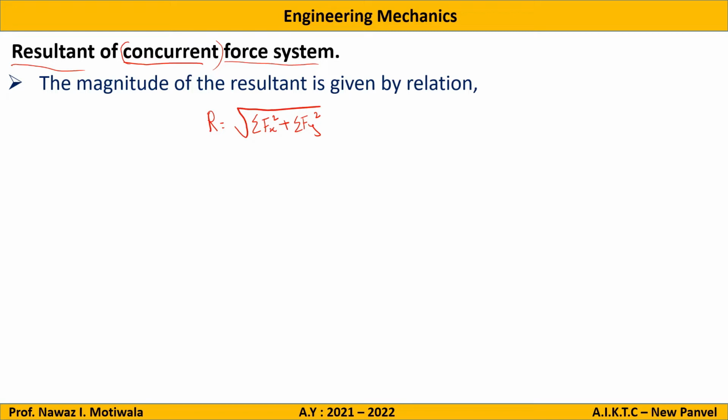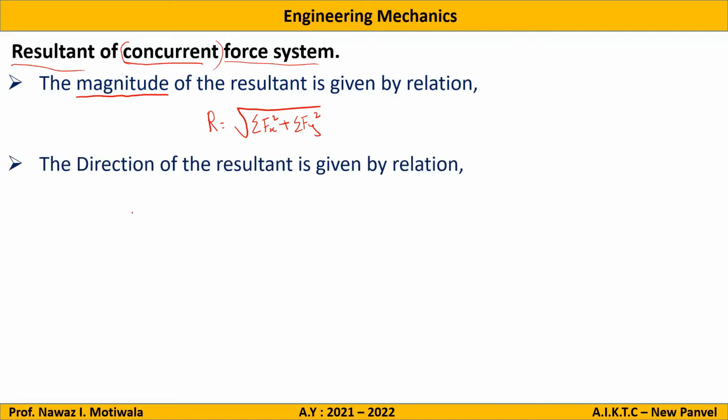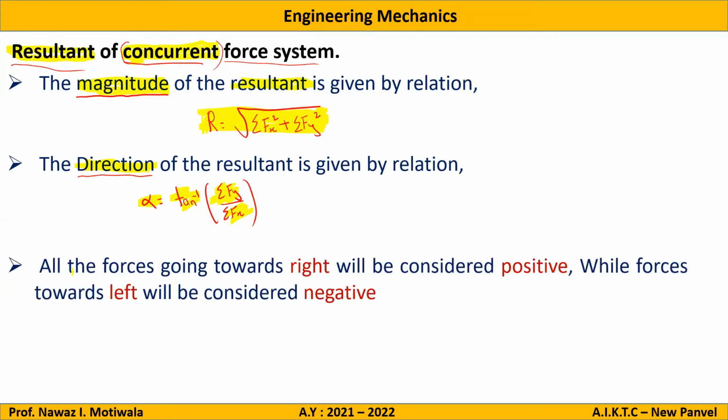Then, as we know that because force is a vector quantity, it should have magnitude as well as direction. So this formula which I have written, R is equal to root of Fx square plus Fy square, is nothing but the magnitude of the resultant. Then we should have the direction also. So here it is, the direction of a resultant is given by the formula tan alpha is equal to summation Fy by summation of Fx, so alpha is tan inverse of summation Fy by summation of Fx. Then again the same sign conventions apply here.